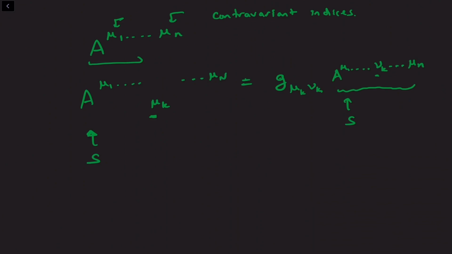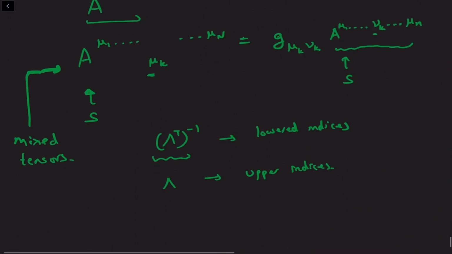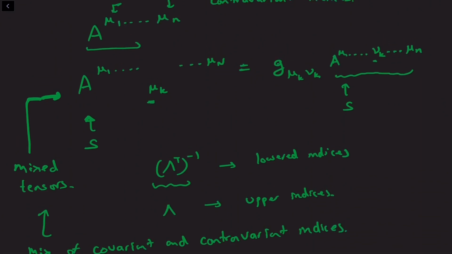And the lowered indices transform with this matrix. This is the transformation for lowered indices that we've seen for contravariant indices. And lambda is the transformation rule for upper indices. Okay. So sometimes you get what are called mixed tensors with a mix of covariant and contravariant indices. Okay, this will be useful when we start taking dot products.